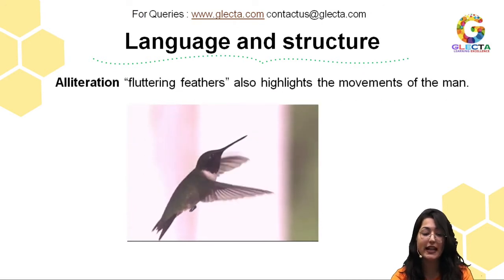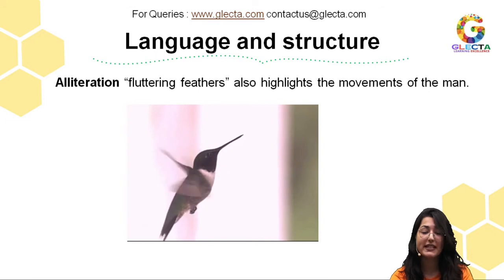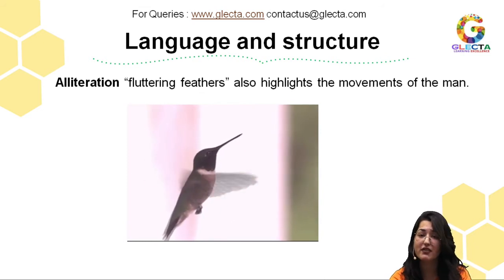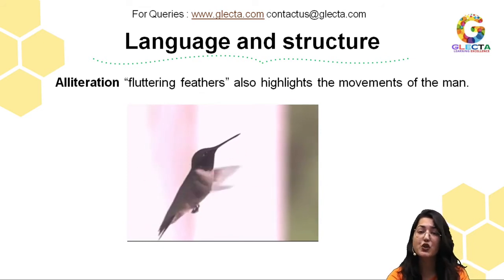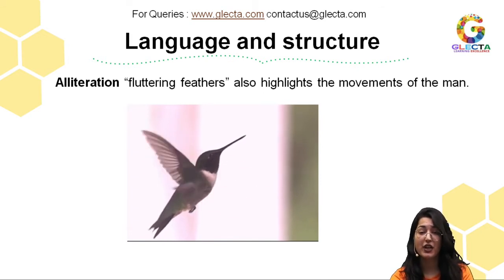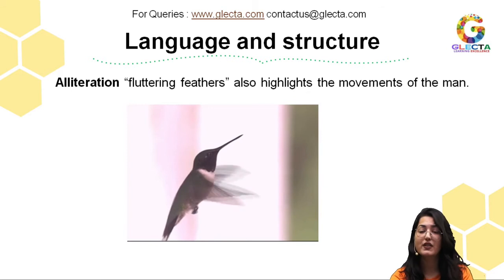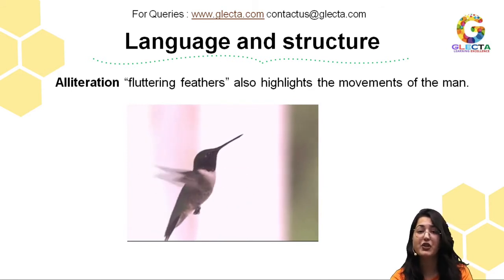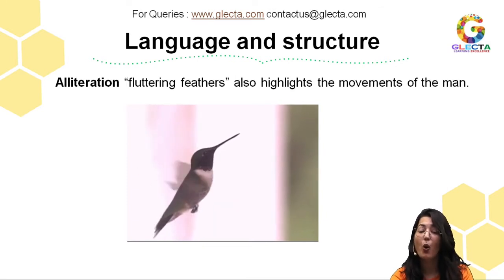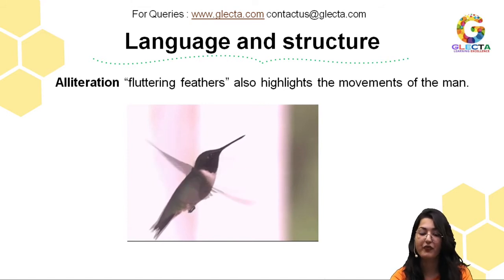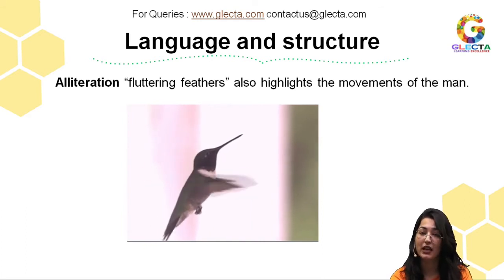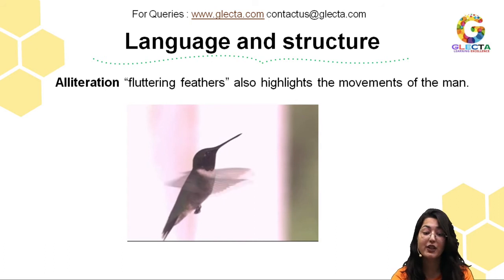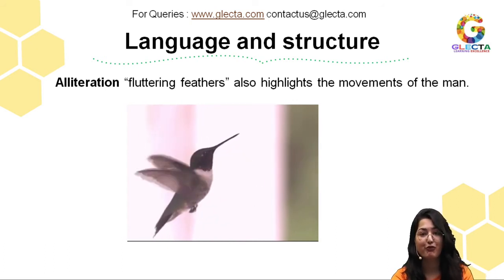Alliteration. You can see fluttering feathers. Alliteration is a kind of literary device used by the author in which he repeats the same vowel or the same consonant, the same sound of a letter, again and again. For example, here is written fluttering feathers. So what is the sound here? It's the F, fluttering feathers. It also highlights the movement of the man. Here, the author is comparing the movement of the feathers of the bird with the movement of the man himself.